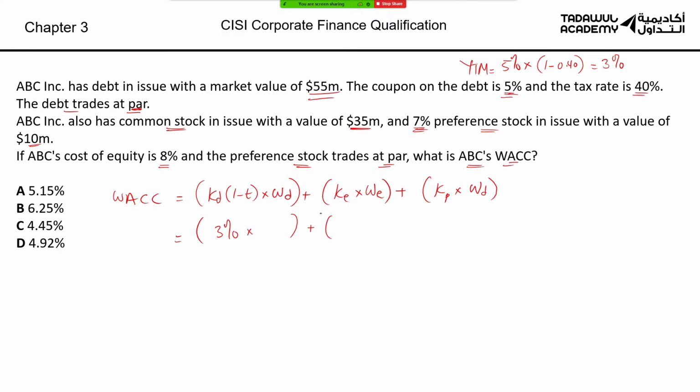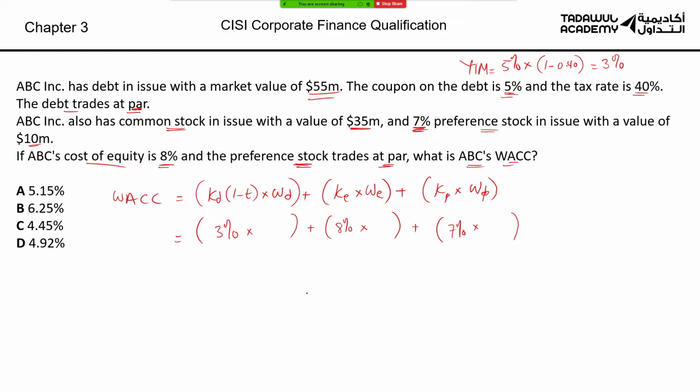Plus the cost of equity, 8%. We don't know the weight of equity yet. Plus the cost of preference shares. Since the preference shares are traded at par, which is the case at this level of qualification, you just assume the dividend that they distribute. So that's the 7% times the weight of the preference shares, which we don't know yet.